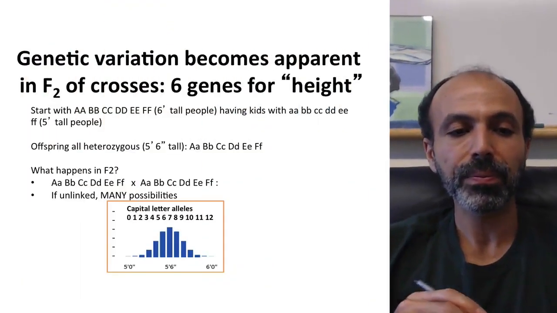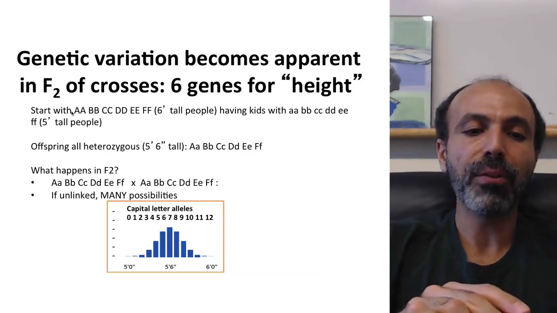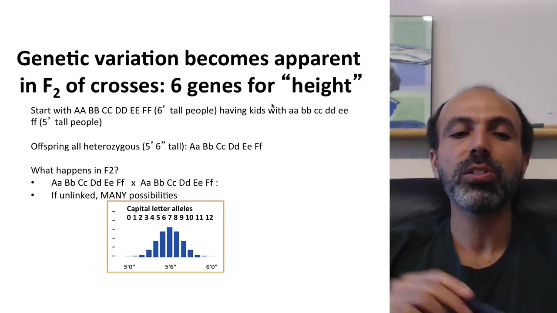I'm going to show you in this video one means, and that's using an F2 cross between some strains that are isogenic. In the next several videos, you'll actually see other means for calculating heritability, and specifically what fraction is genetic versus phenotypic. Now, let's say that you're looking at genetic variation in the F2 of a cross, and let's say there's 6 genes for height.